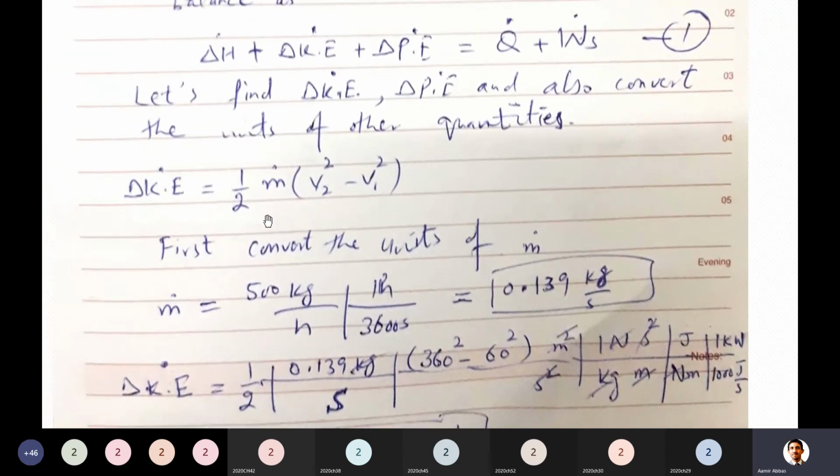After that, just put these values in the equation. Here 1/2 m v squared, where m is 0.139 kg per second, multiplied by velocity squared. So v2 squared, where v2, as I said, is the velocity at outlet, that was 360 meter per second, squared, minus the velocity at inlet, 60 squared. The unit is meter per second, but as we have to take the square, for units as well you will take the square.